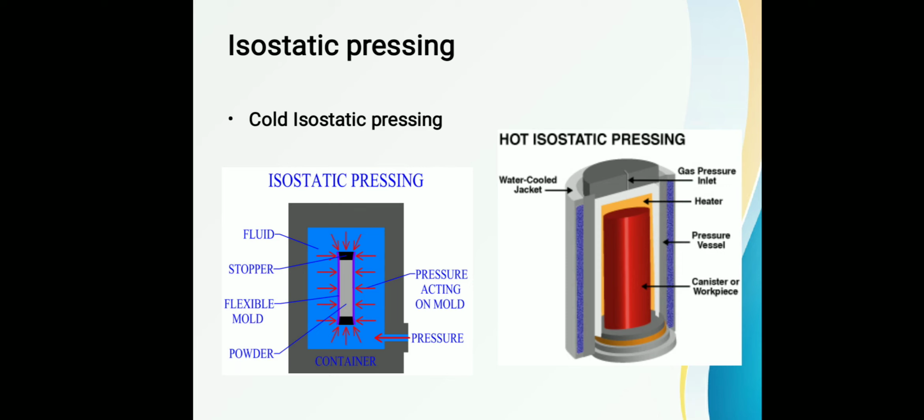So these are the two methods of compaction. First is die compaction, and second is isostatic pressing, which includes cold isostatic and hot isostatic. The next steps we will study in the next lecture. Thank you.